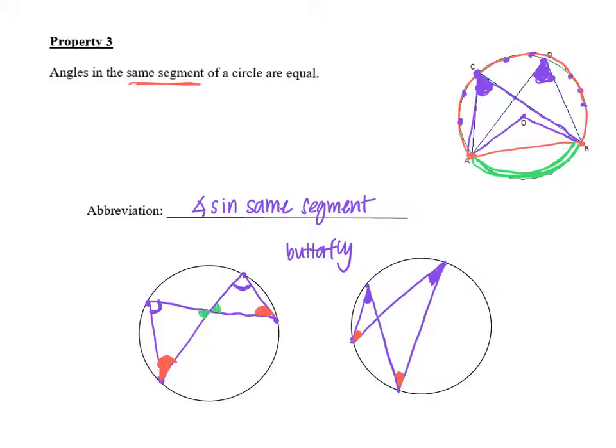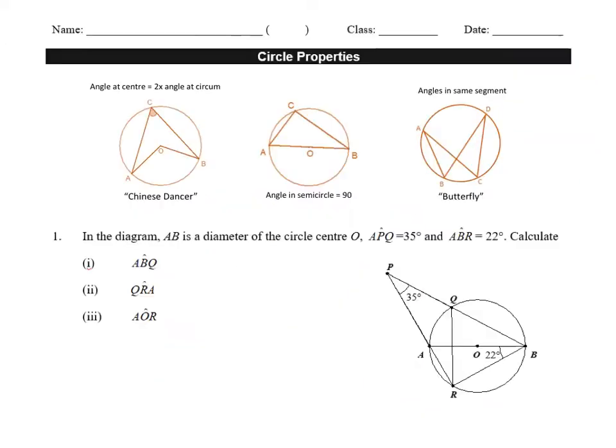Now let's apply this property to solve some of the questions. Please take out the following notes and worksheet. The worksheet does not have all the angle properties given, just the question itself. But for my convenience in highlighting things to you, I've decided to include all 3 properties that we have learned. Property number 1, angle at the center is twice the angle at the circumference. I call this the Chinese dancer. Then angles in a semicircle are 90 degrees, property number 2. And now we just learned our butterfly, angles in the same segment.